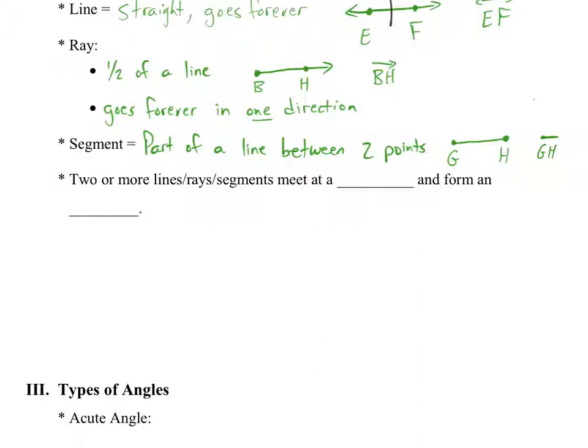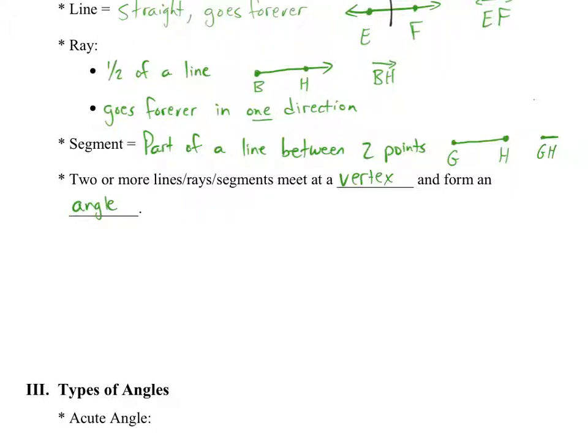You okay on those? Cool. So 2 or more lines, rays, or segments, or a line and a ray, or a segment and a line, meet at a vertex. So the point where these things cross or connect is going to be called a vertex and form an angle.